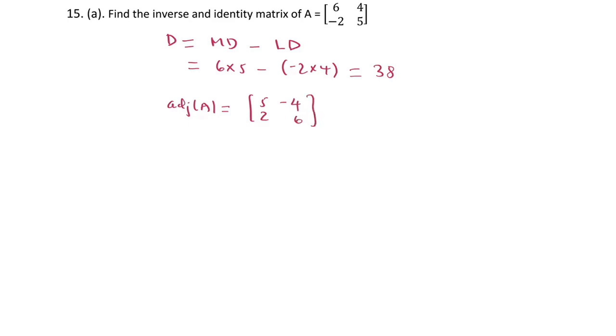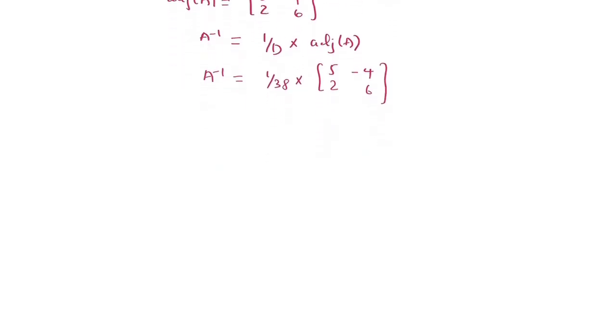Then the inverse of a matrix is going to be a product of a reciprocal of a determinant and adjoint matrix. Then we can write this as A inverse equals to 1 over D times adjoint of a matrix A. So now let us replace the values for the determinant and adjoint A. Then A inverse equals to 1 over 38 times matrix 5, 2, -4, 6. Okay, so next let us apply the scalar multiplication of a matrix.